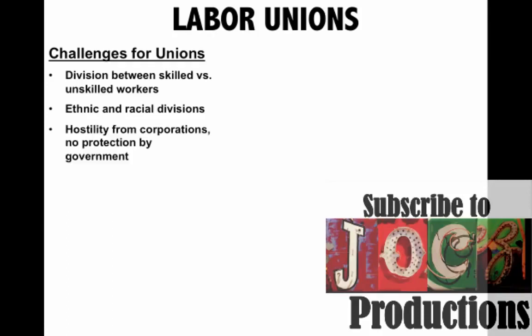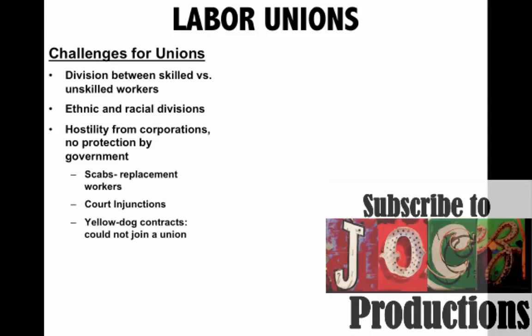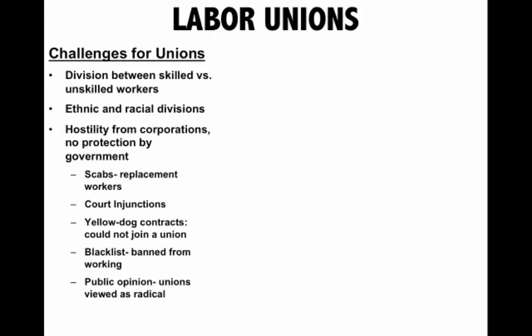You had hostility from corporations and no protection by the government. In fact, scabs, replacement workers, were often brought in when workers went on strike. Court injunctions were used to force workers back into the factory. Yellow dog contracts, a worker had to agree to sign them, and therefore they could not join a union. Blacklist if you were involved in the movement, where you were banned from working in certain industries. And public opinion was very often against unions because they were oftentimes viewed as being radical.